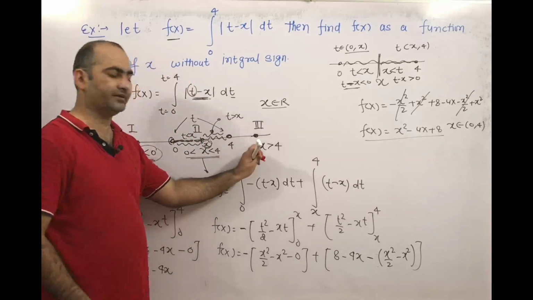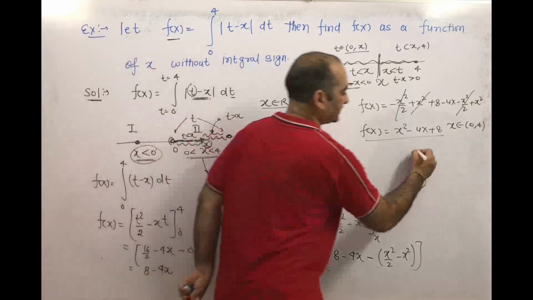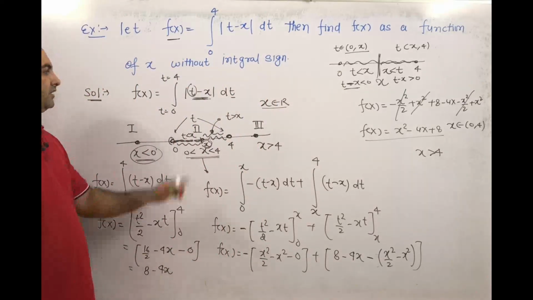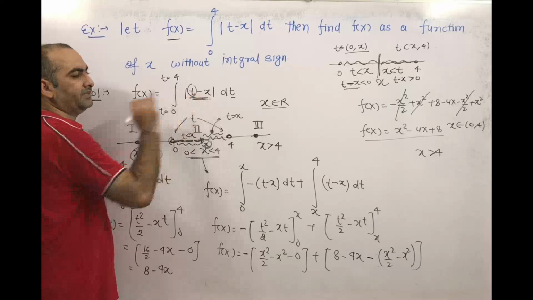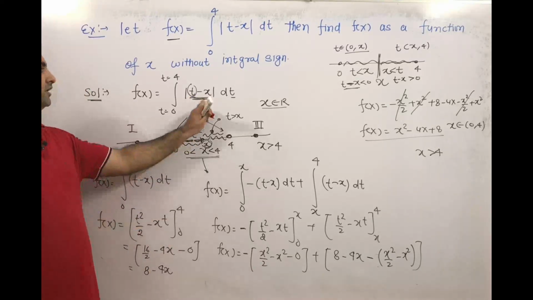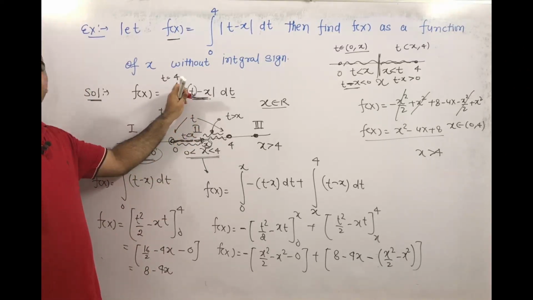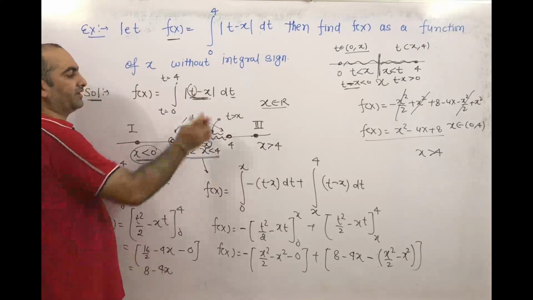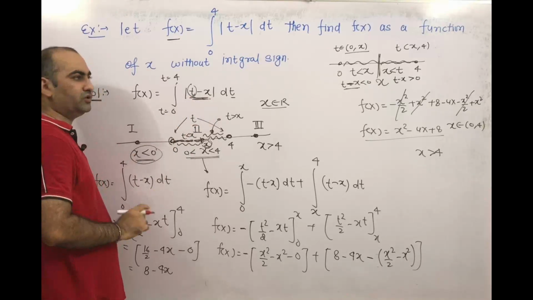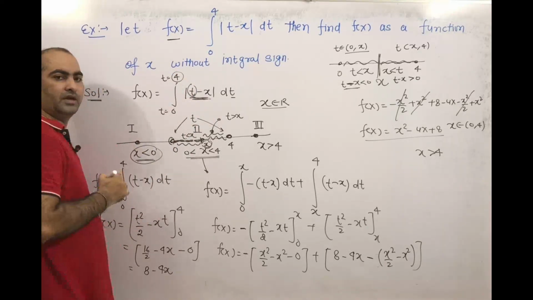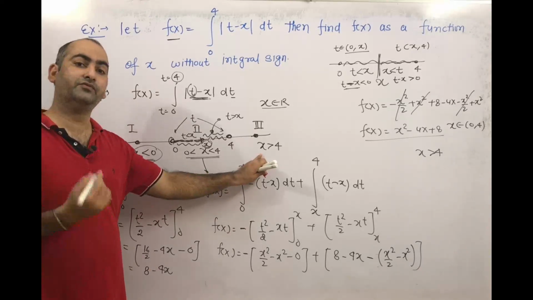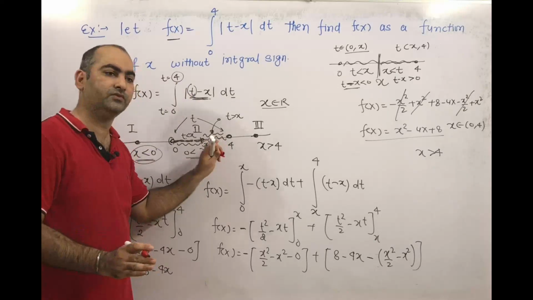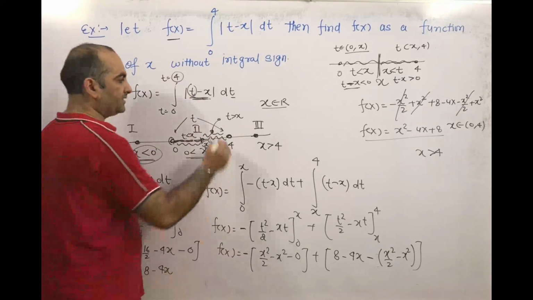Now if x is greater than 4, then definitely we can say that x is greater than t. Okay, x is greater than 4, and t is 0 to 4 only. So the maximum value of t is 4, and x is greater than 4, so it is greater than the maximum value of t. So that means we can say that x is greater than t.